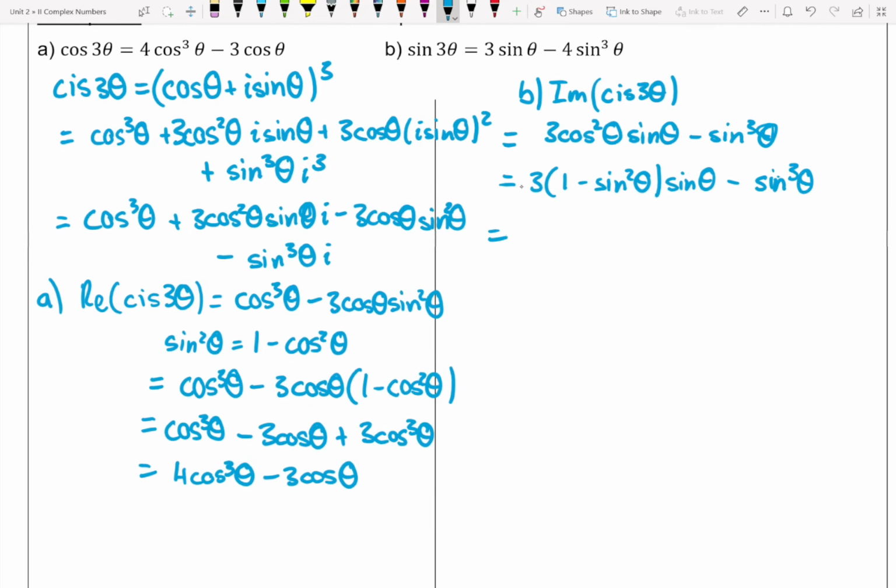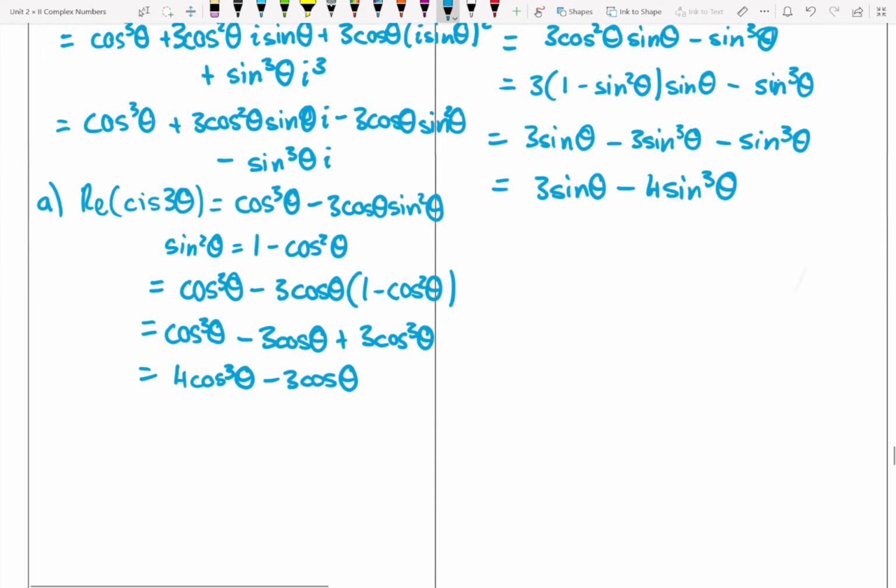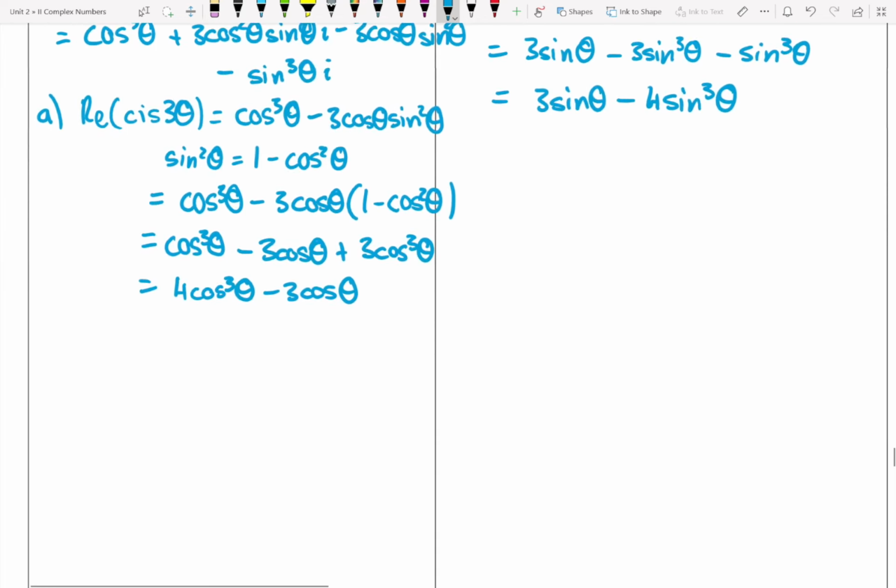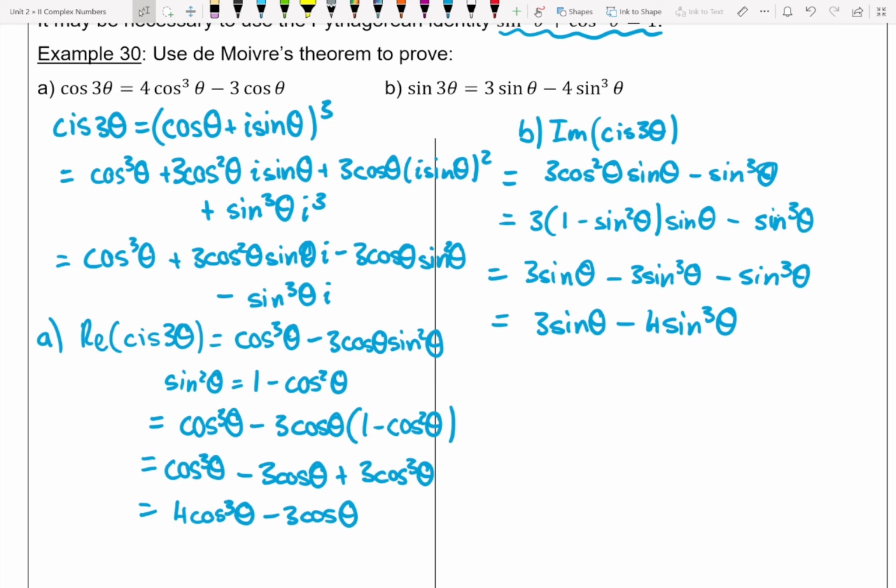And so we get 3 times sine times 1 is 3 sine theta, as we expect up here. And then we get minus 3 sine cubed theta minus sine cubed theta. Once again, we get our like terms. So we got 3 sine theta minus 4 sine cubed theta, as expected in part B. So this is a nice application of de Moivre's theorem to prove multi-angle identities. Thank you very much.